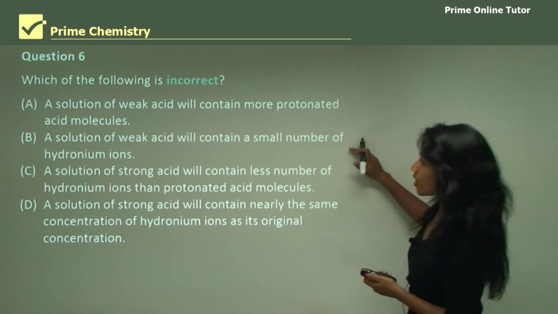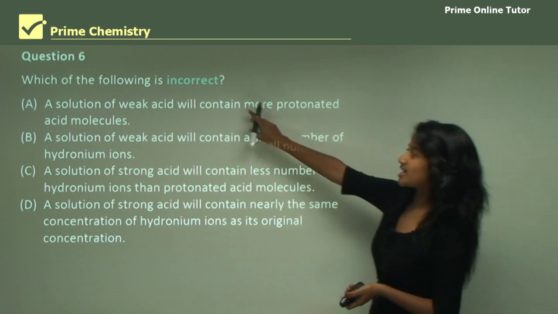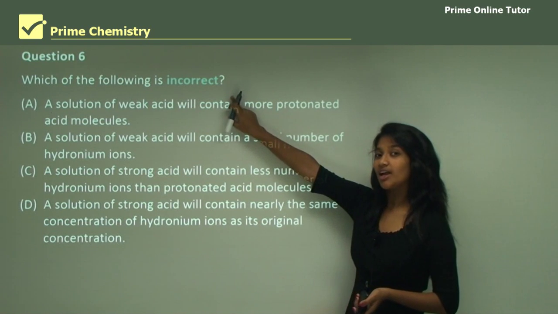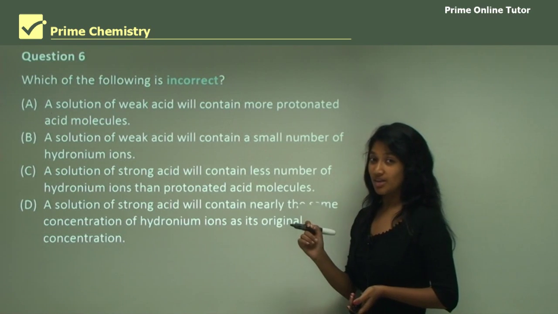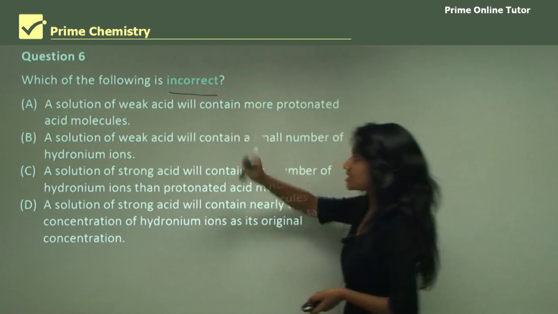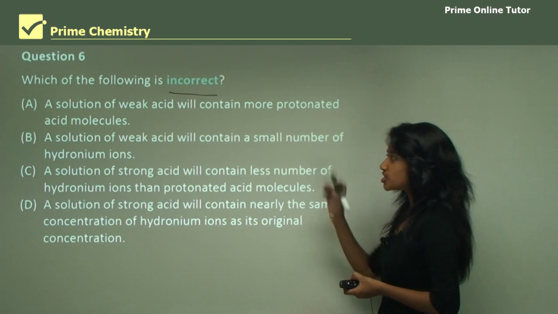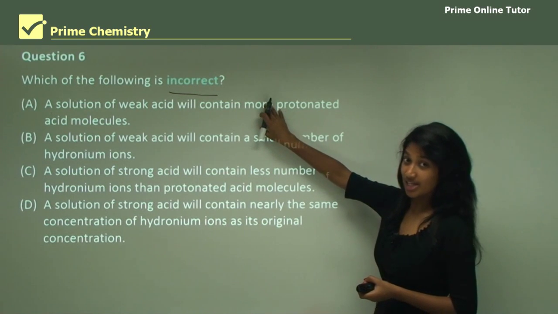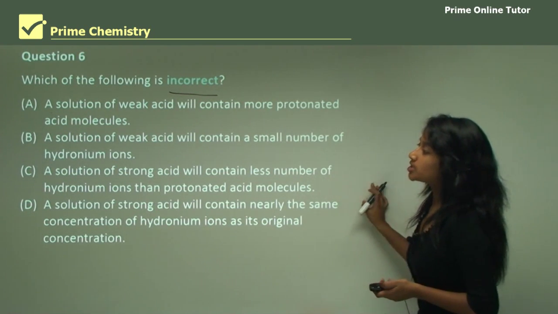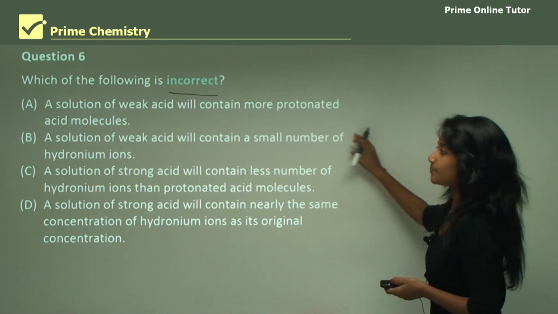We have 4 options here. Which of the following is incorrect? Note that incorrect is in bold. I did that, however, it might not come in your exam paper. So if you find it easier, always underline or bold it or highlight incorrect, just to make sure that you are answering it correctly. So we have 4 options here. We'll consider each option one by one.